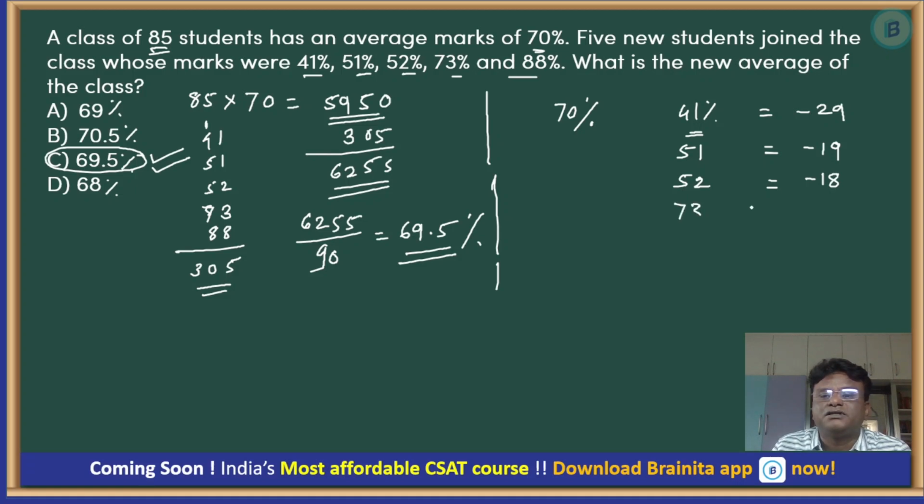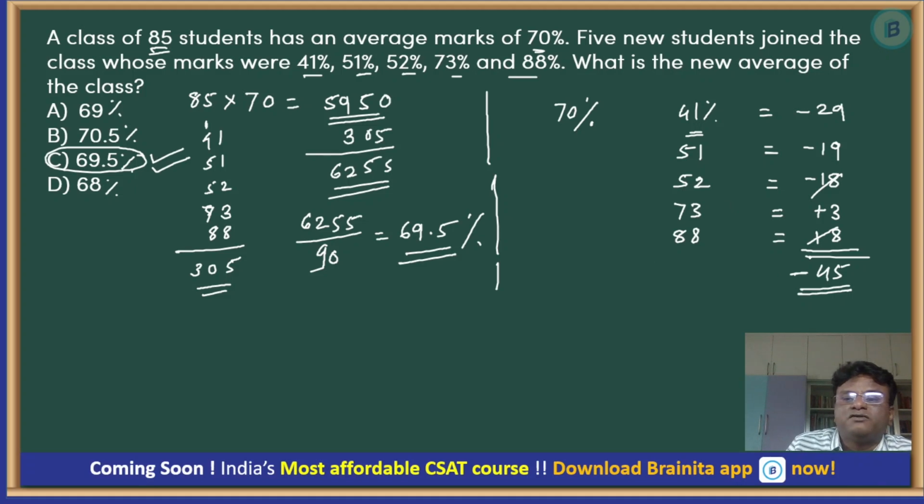Then it is 73, so this will be plus 3, and then it is 88, so this would be plus 8. Right, now if you add all of this, this would be 48 plus minus 3, that is 45. So this would be minus 45, right? Now this minus 45 percentages got divided among 90 students because the new number of students is 90, right?